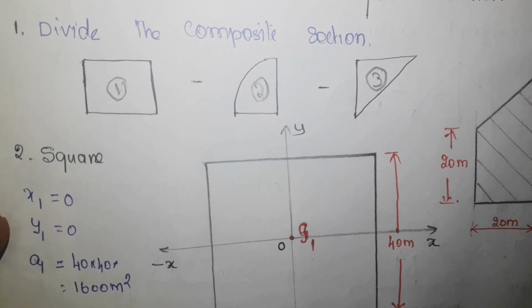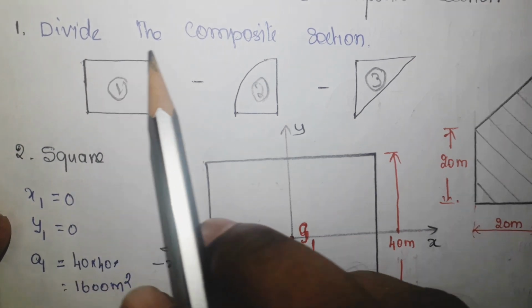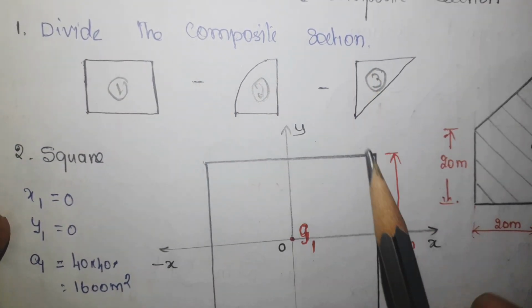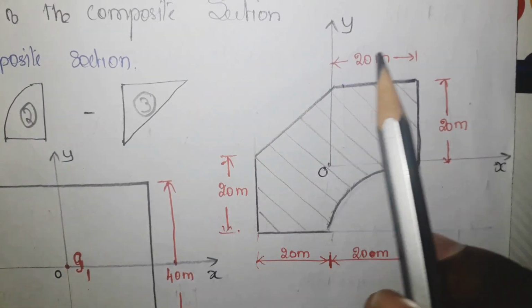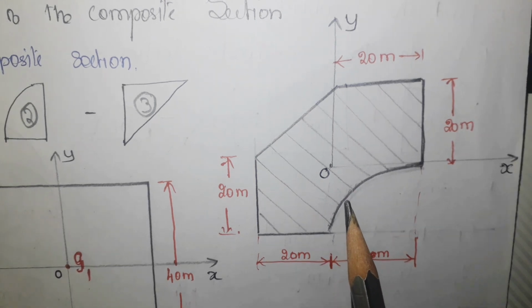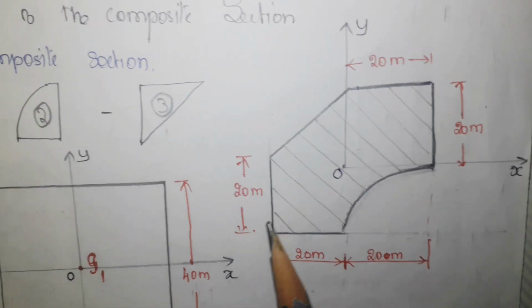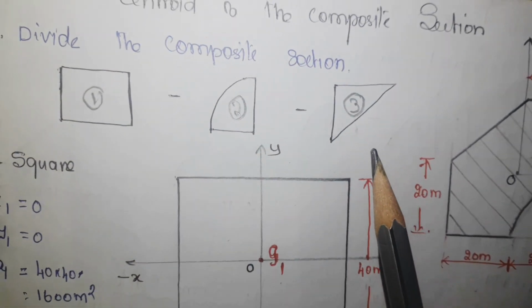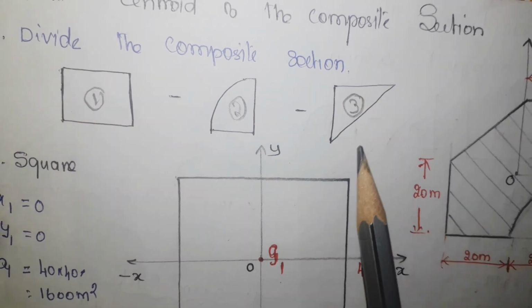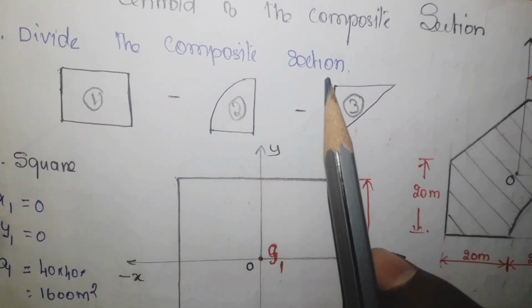The first step is you have to divide the composite section, because the given composite section is not in regular shape. When I say regular shape, I mean square, rectangle, triangle, circle, etc. So you have to divide them in such a way that finally the individual shape should be a regular one.